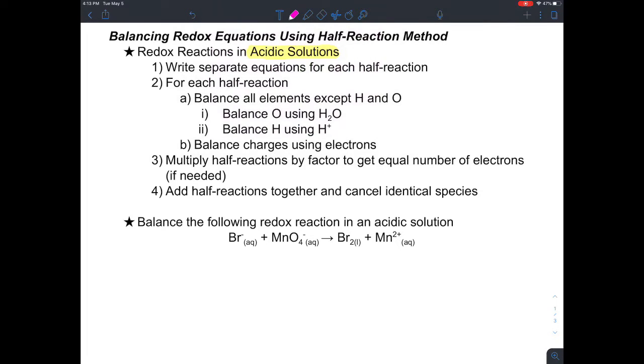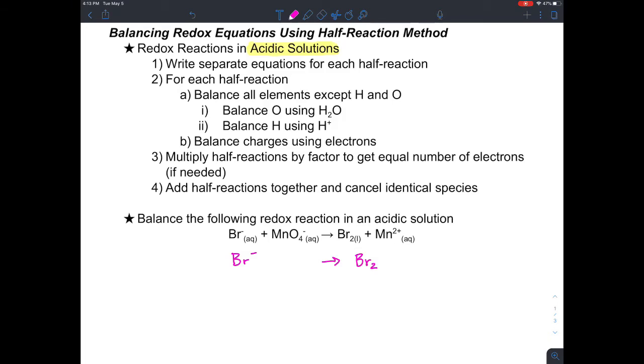Okay, so let's take a look, and we're going to split our two half reactions into separate reactions. So we're going to have our Br minus ion and our Br2. And then the next thing I want to do is have my permanganate, MnO4 minus, and our Mn2 plus. Actually, I usually put that over to the side, just a habit. You don't have to do that.